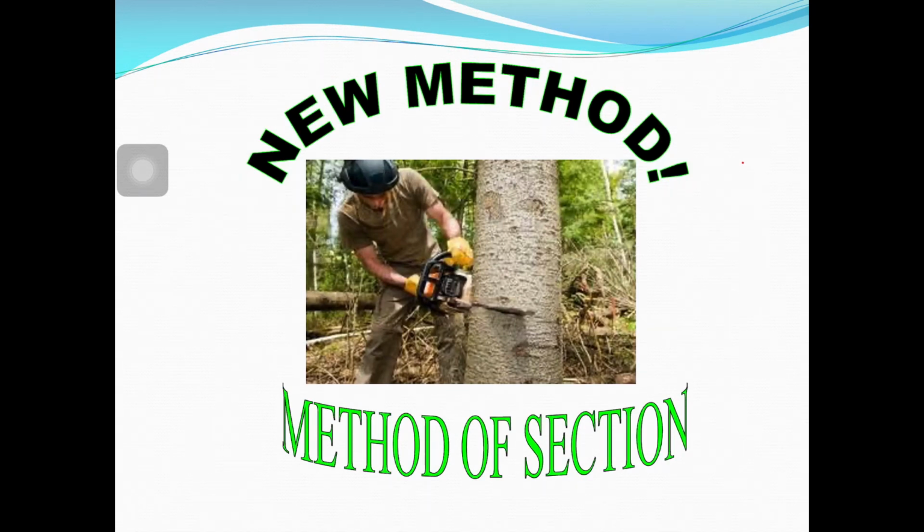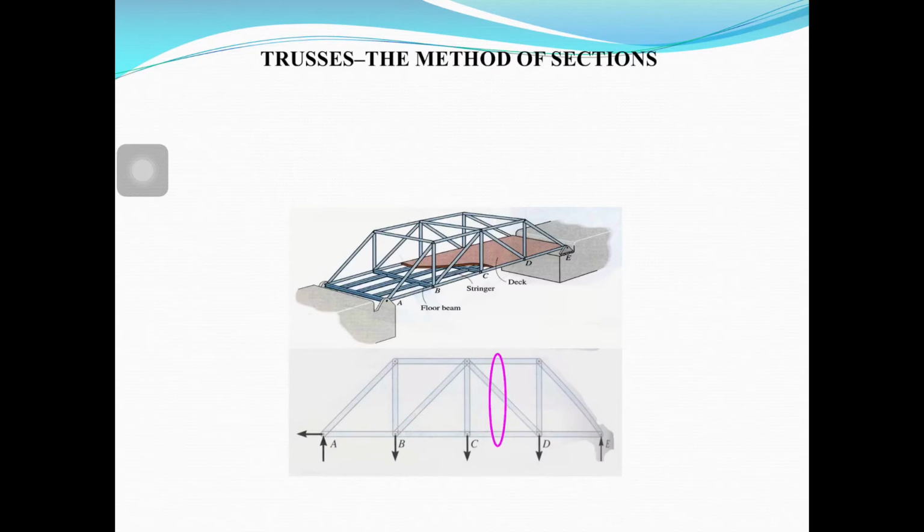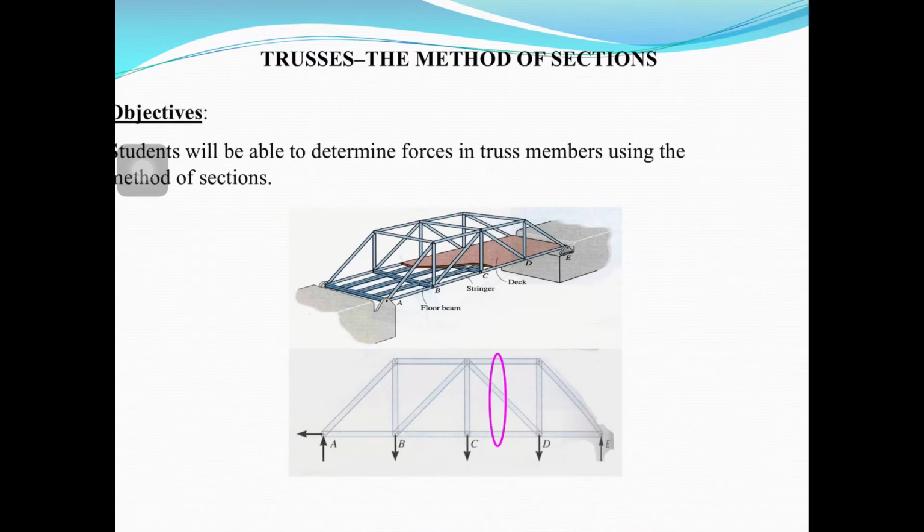Today we continue our chapter 5 on method of section. Previously we have learned the method of joint. So now we go into method of section. The problem is the same, but we are using different methods. Students will be able to determine the force in truss members using method of section.